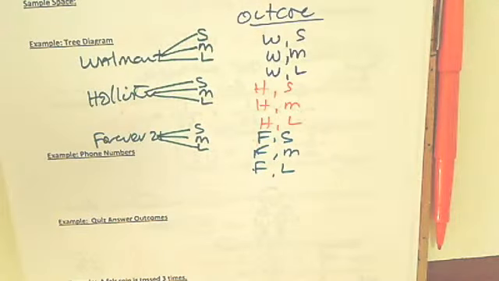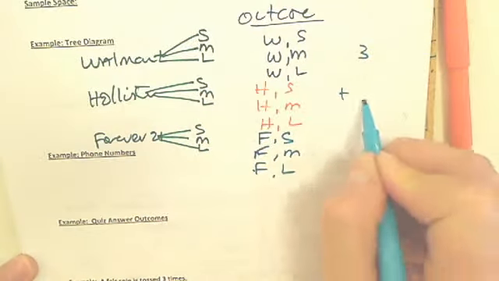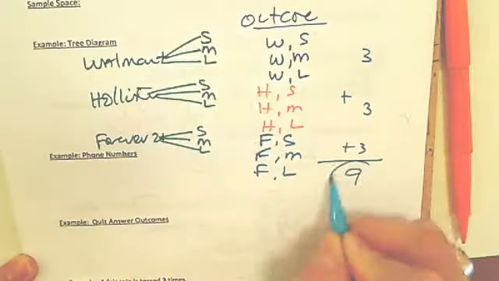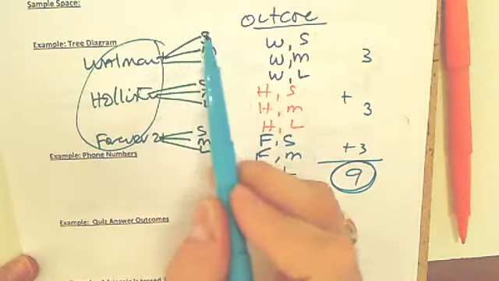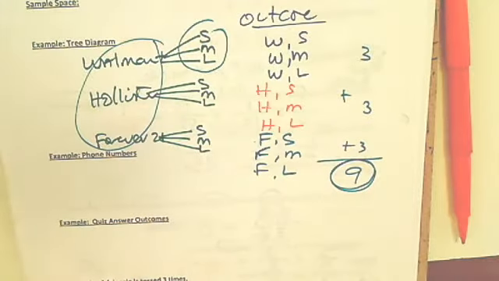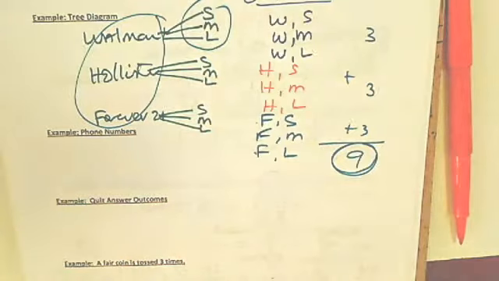How many options do you have total? 9. You have 9 options. 3 plus 3 plus 3. Or, if you had seen this earlier, you can do 3 times 3. Same thing. That's how they figure out phone numbers, people.